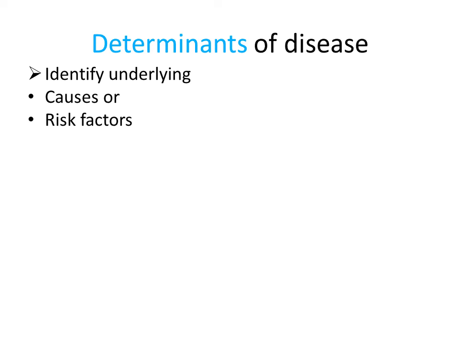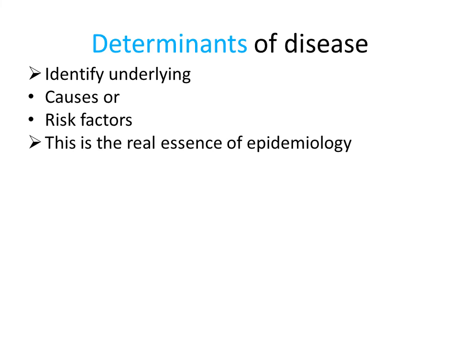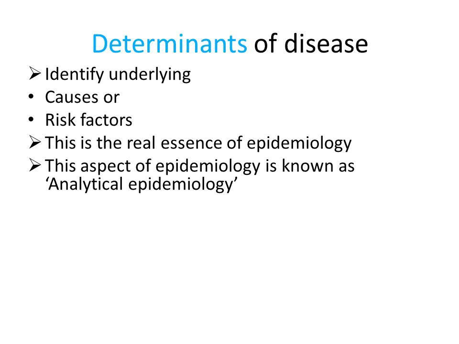Determinants of disease. We have seen that the determinants may be identified, and one of these may turn out to be the cause. We identify the underlying causes or risk factors. This is the real essence of epidemiology. That is, to know the cause or risk factors of the disease so that we can control the disease. We have a full lecture discussing analytical epidemiology.